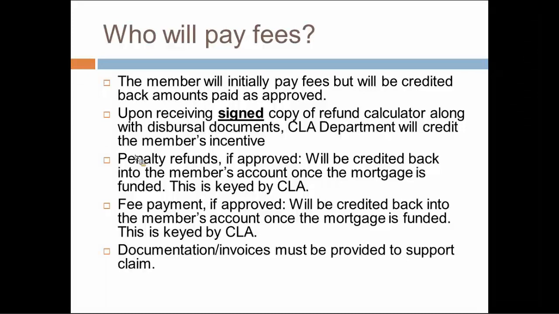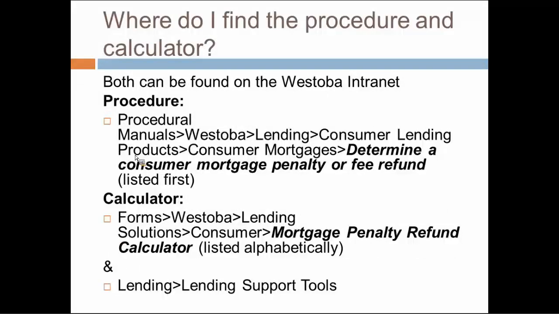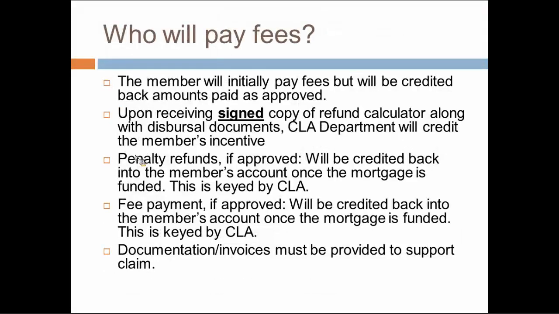Documentation or invoices must be provided to support claims. So along with your mortgage penalty refund calculator, provide CLA with copies of any invoices for the appraisal, maybe the First Canadian Title invoice, or if there's a solicitor or lawyer's invoice, add that to that so that they can confirm that it's legitimate fees that we're refunding. Or in the case of a penalty, include a payout statement.